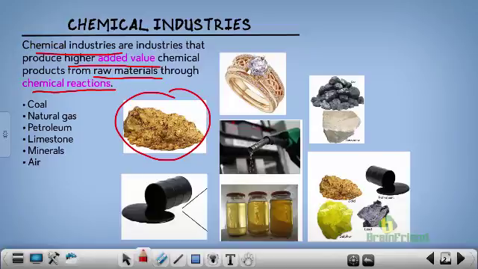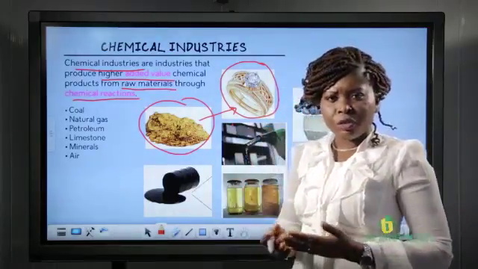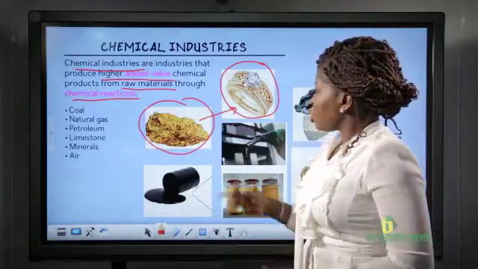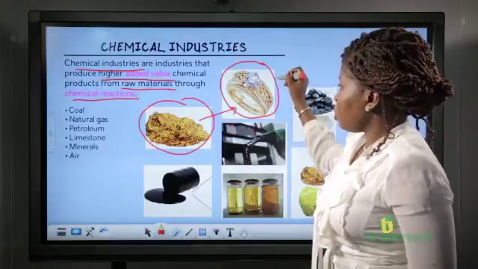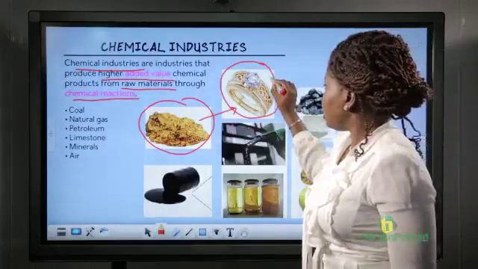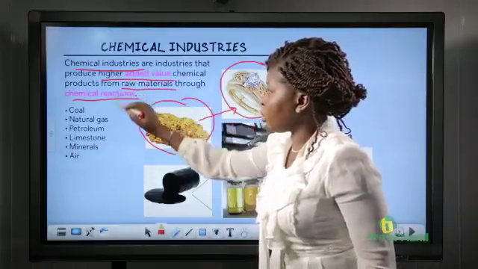But look at gold after it has undergone some chemical processes in a chemical industry. It comes out as something as beautiful as this, a gold ring. In this form, you can appreciate it because it looks beautiful. You can wear it. So the value of gold has been increased when it was produced into this form. So that is what we mean by higher added value chemical products.